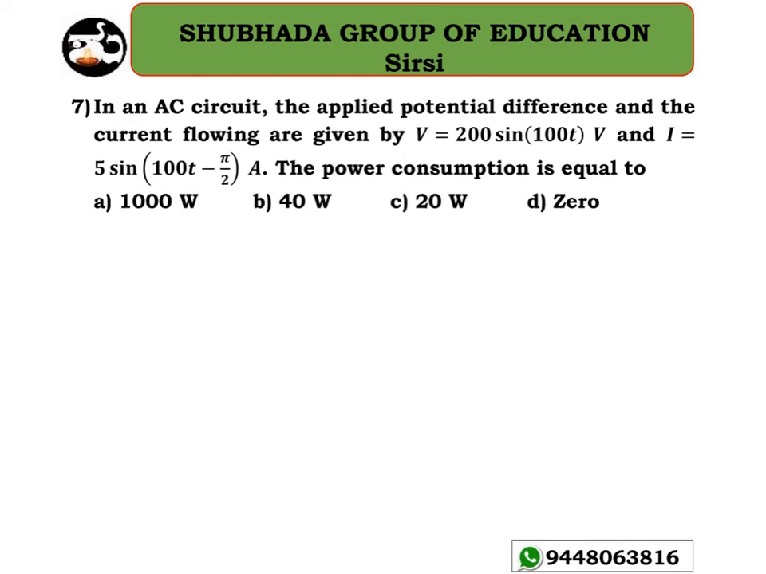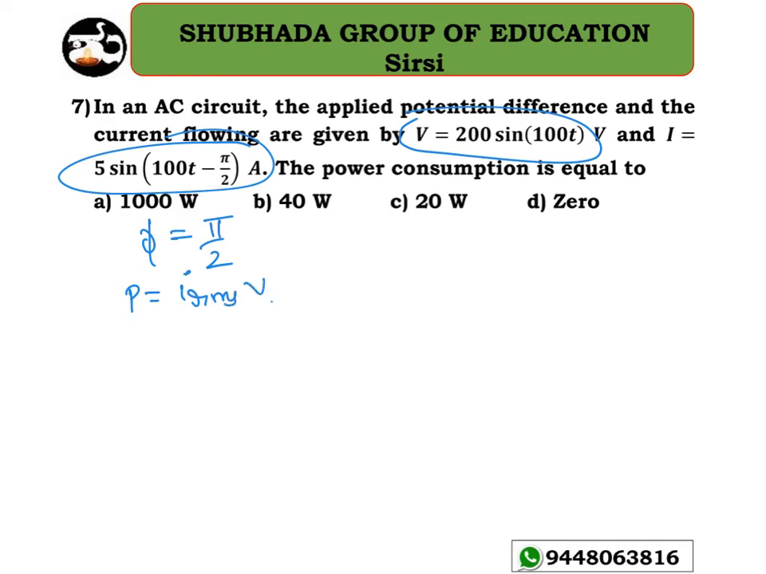In an AC circuit, the applied potential difference and the current flowing through the circuit are given by V equal to 200 sin 100 t volt and I equal to 5 sin (100 t minus pi by 2) ampere. The power consumption is, see, if you look at the equation of the voltage and the equation of the current, there is a phase difference of pi by 2 there.